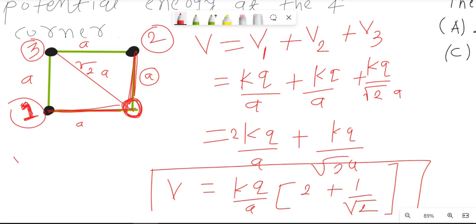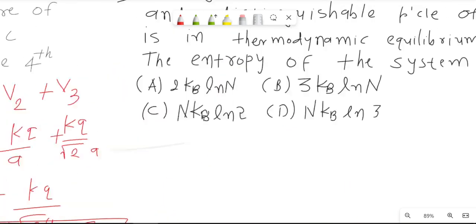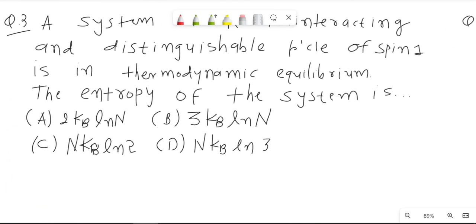Okay, this was our second question. This is from class 12th. Now move to the third question.